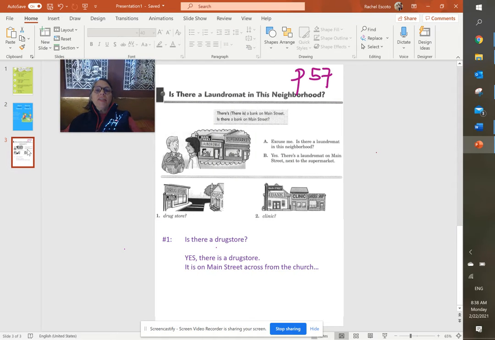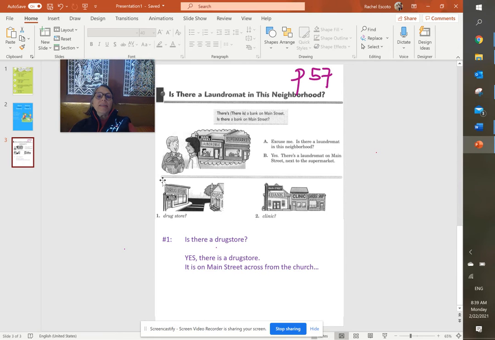But when we look at this page, on page 57 of your packet, we are combining places in town with there is and there are. And you can see here in this conversation, the man is looking for a laundromat. And he says, "Excuse me, is there a laundromat in this neighborhood?" And the lady says, "Oh, yes, there is a laundromat on Main Street next to the supermarket. There's a laundromat on Main Street next to the supermarket."